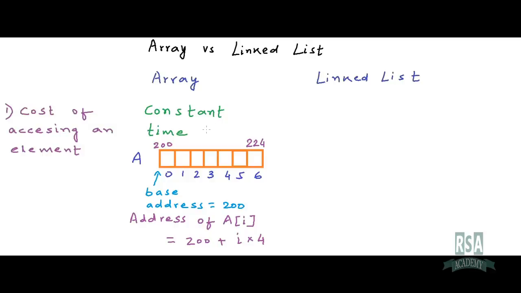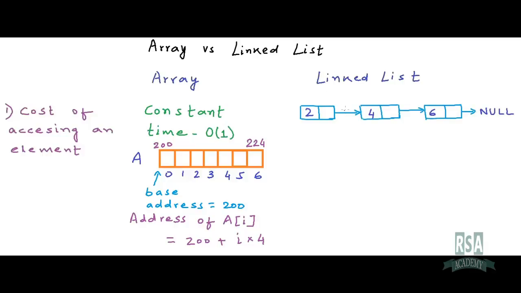In terms of big O notation, constant time is also called big O of 1. So accessing an element in an array is big O of 1 in terms of time complexity. If you are not aware of big O notation, check the description of this video for a tutorial on time complexity analysis. Now in a linked list, data is not stored in a contiguous block of memory.